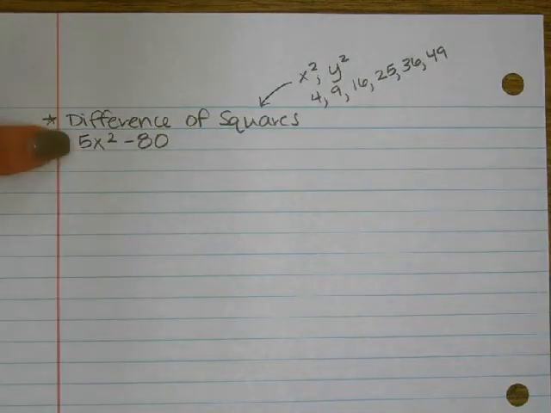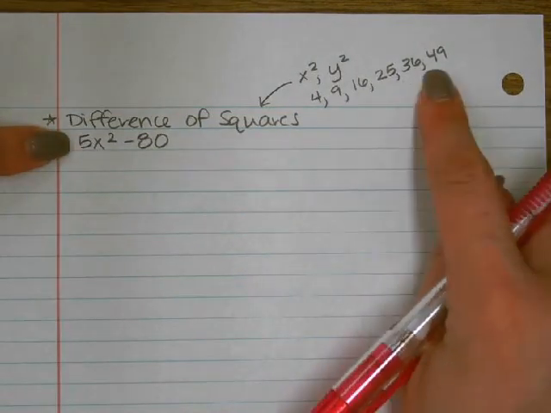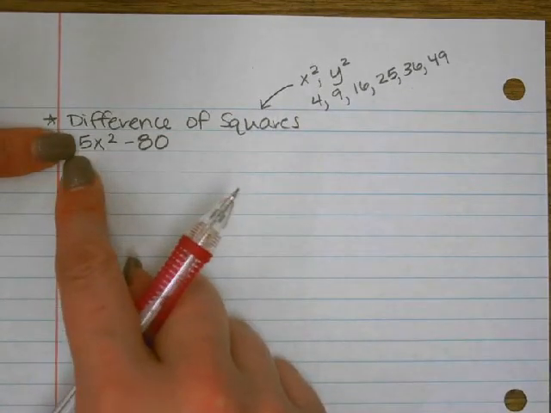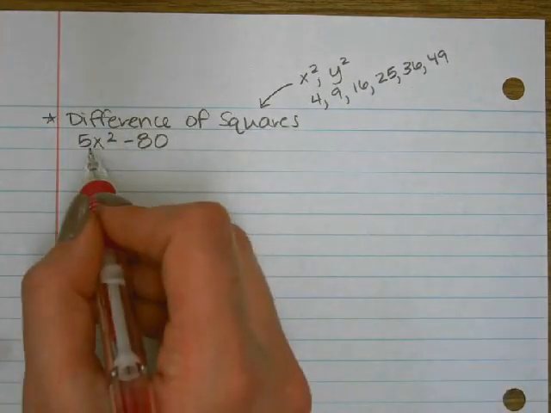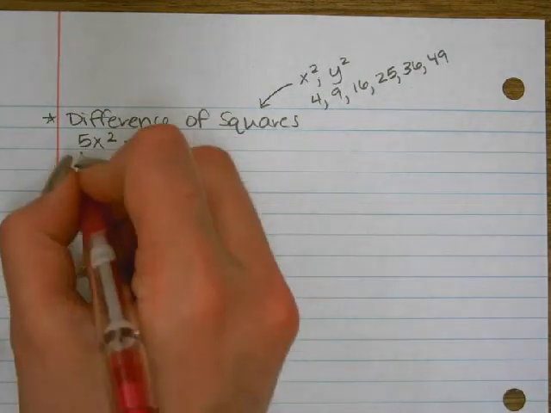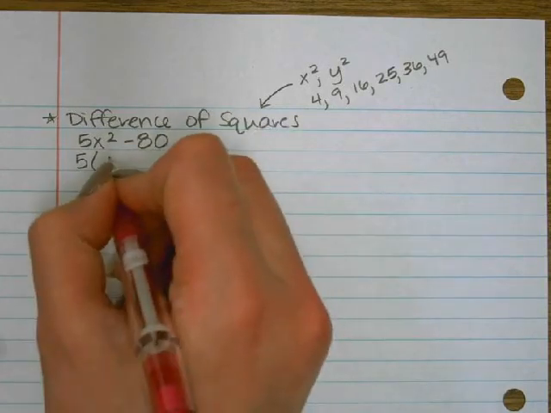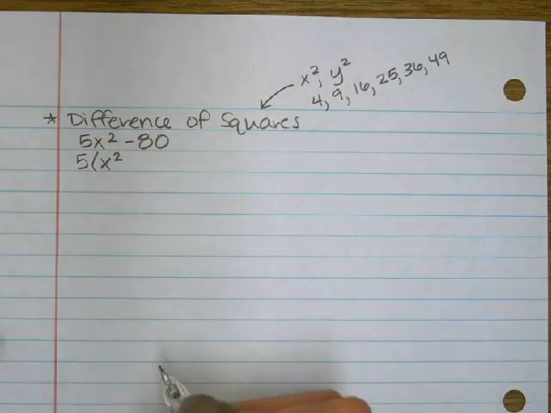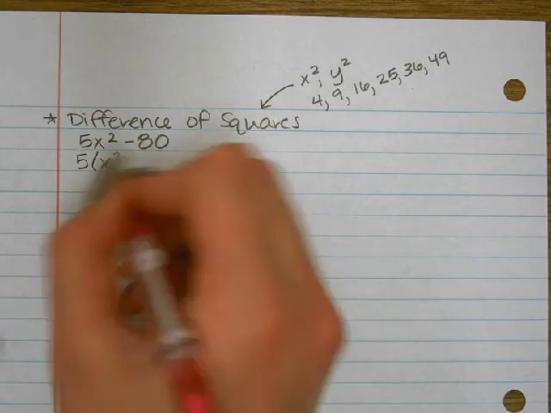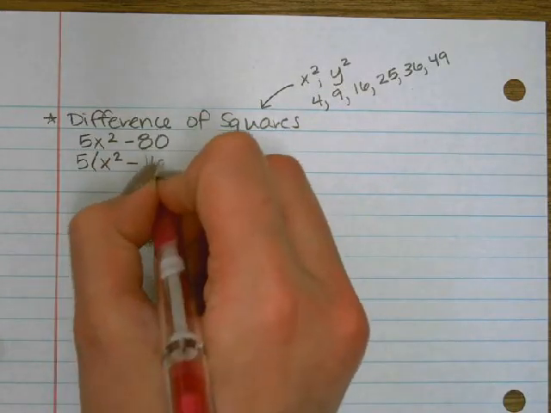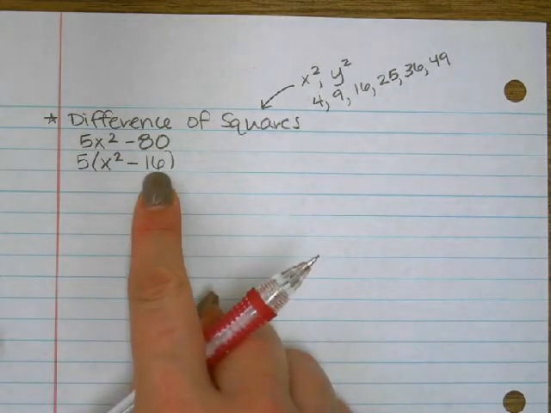Now here, I can't see these square numbers because there's a GCF in the problem. So before I do this, I have to say, okay, I've got a GCF of 5 that I need to take out. And when I take 5x squared and divide it by 5, that leaves me with x squared. When I take 80 and divide it by 5, that leaves me with 16. So this is minus 16. Now I have a square here.